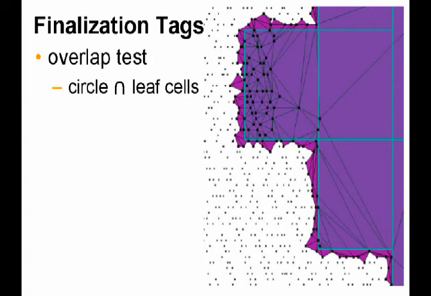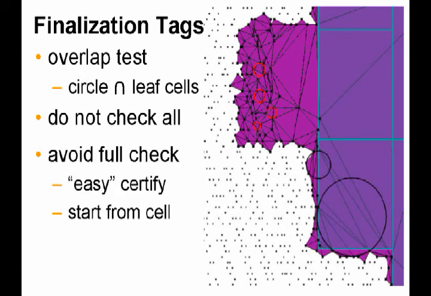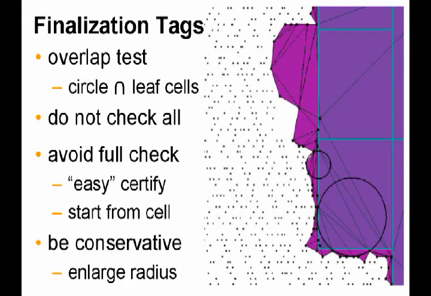On reading a finalization tag, like for this cell, we find all final triangles whose circumcircles no longer overlap any blue cell. We do not recheck triangles that are known to overlap some other cell. We do check whether circumcircles lie completely inside the finalized cell. This often avoids checking against the remaining quadtree.